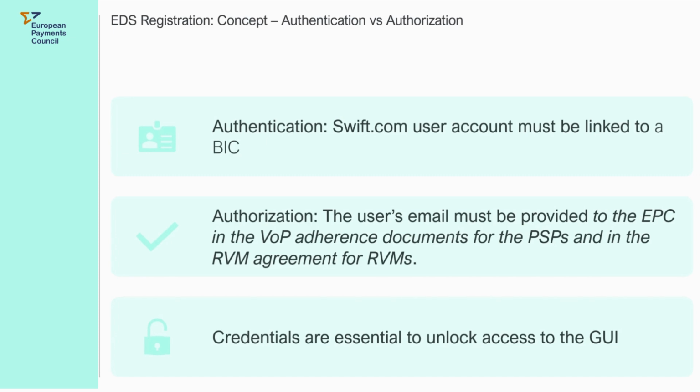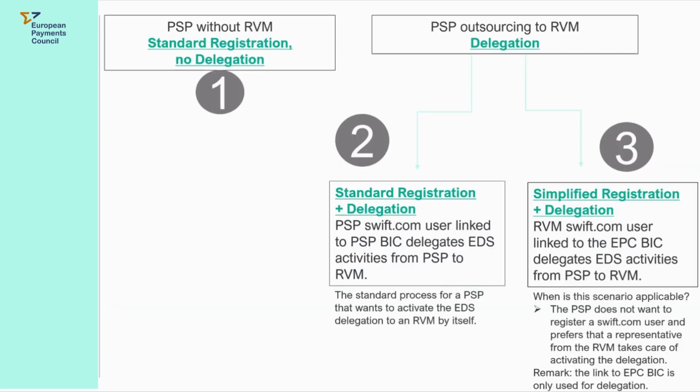For that, you will need to have the email linked to your Swift.com user account listed in the VOP adherence document so that it's reflected in the registry of participants published by the EPC. Once you have both your user authenticated and authorized, you then have access to the EDS GUI. Now, there are different options to get to that point.